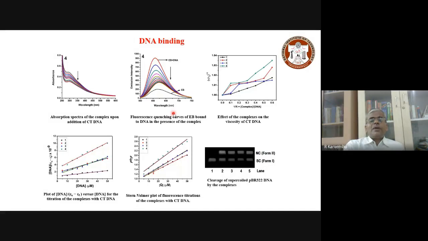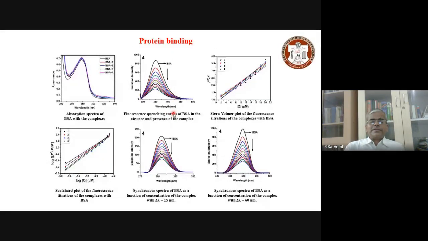And we have also found that these compounds interacted with a protein. And why is the protein interaction important? DNA interaction is important because the drug action is mainly based on the cross-linking of DNA base pairs. So there should be interaction between these molecules and DNA.